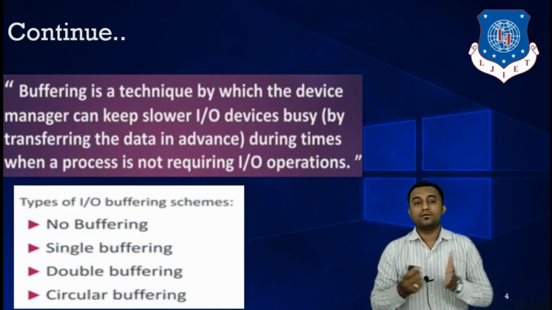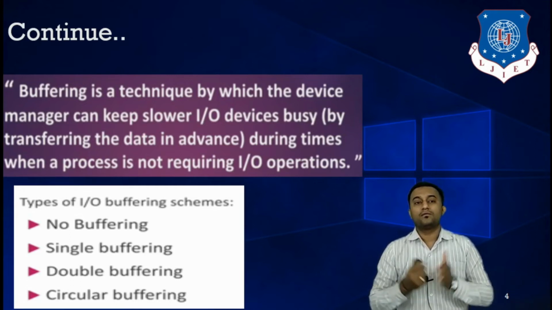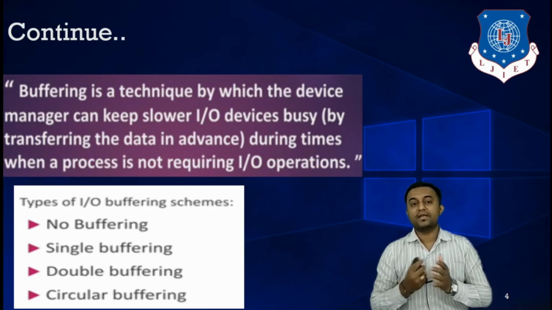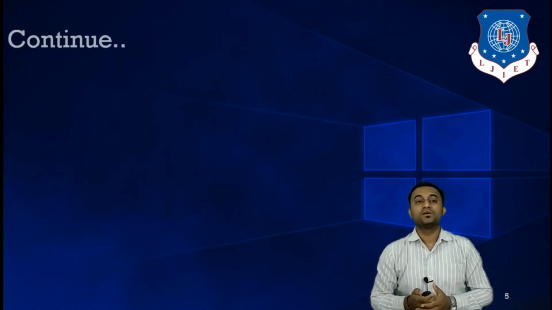Now there are different types of buffering schemes in IO management. One is no buffering, second is single buffering, third is double buffering, and fourth is circular buffering. So these four techniques we need to discuss in detail. Let us start with no buffering first.